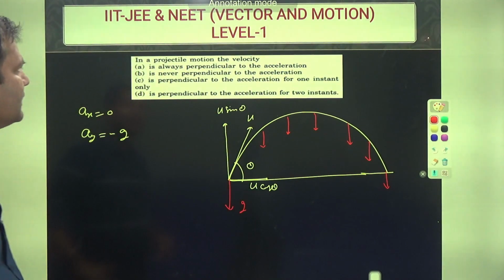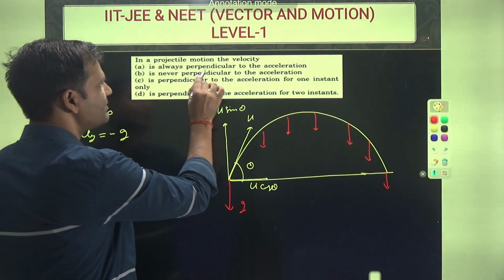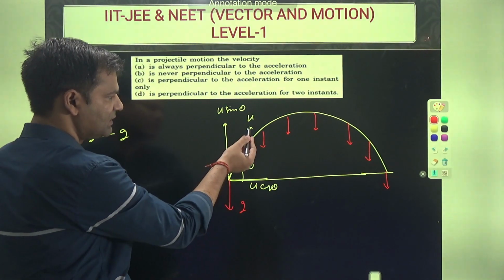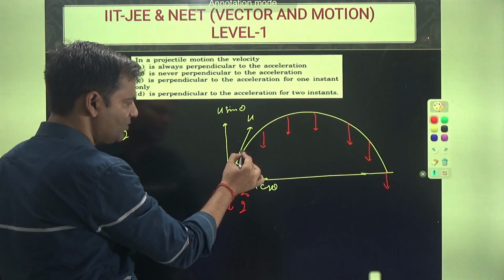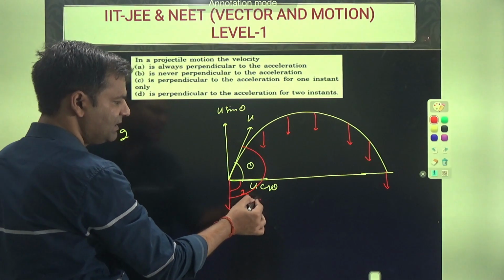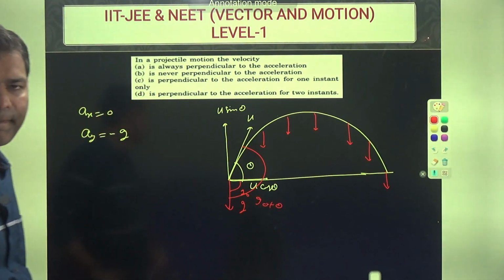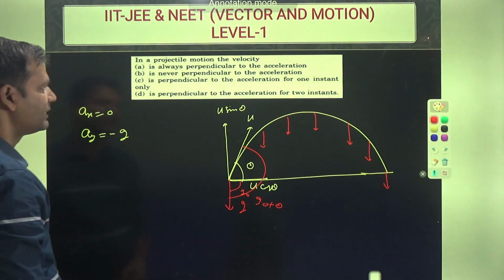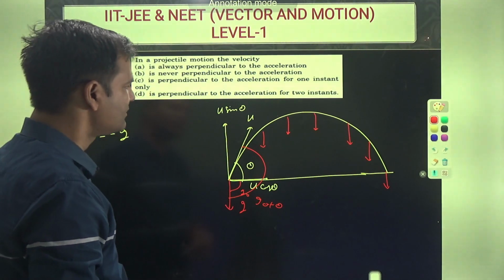Okay. According to the question, option A: in projectile motion, the velocity is always perpendicular to the acceleration? No. For the initial velocity, the angle between these two is 90 plus theta. It is perpendicular always? No. Okay. So A is not the correct answer. Second one, B: it is never perpendicular to the acceleration.